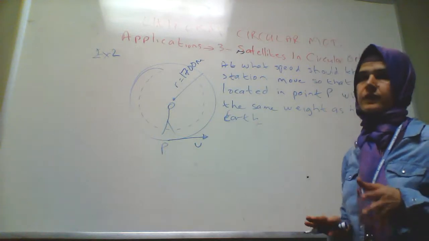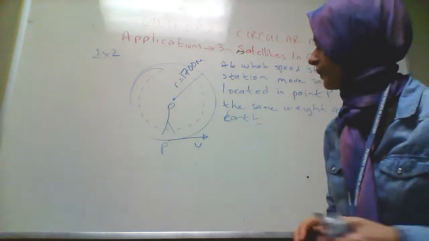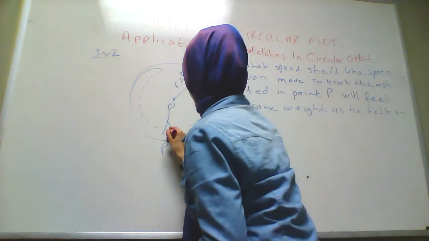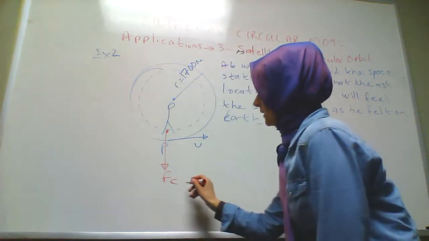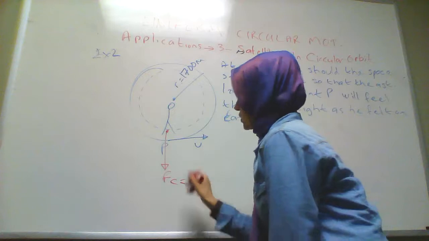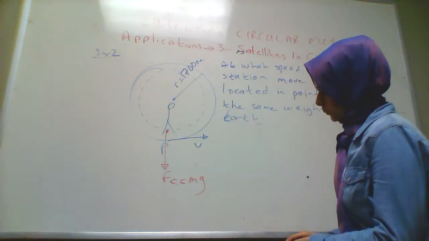So he felt mg on Earth. Let me see what else is given. r is equal to, let me make this a small r so you'll be able to follow the same notation, 700 meters. What should v be? So the astronaut will feel the same push he felt on Earth. The push he felt on Earth is of course mg. Now he's feeling Fc. So Fc should be equal to mg, and that will give me this answer.